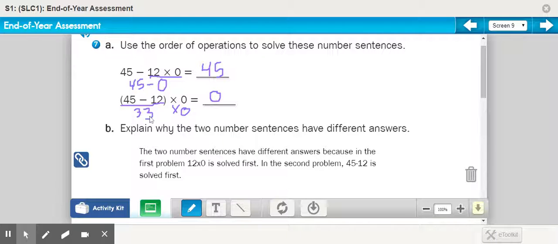I brought 33 down. Now, I haven't used the times 0, so I also brought that down. So 33 times 0, anything times 0 ends up being 0. So my answer is 0 here. Now B says, explain why the two number sentences have different answers.